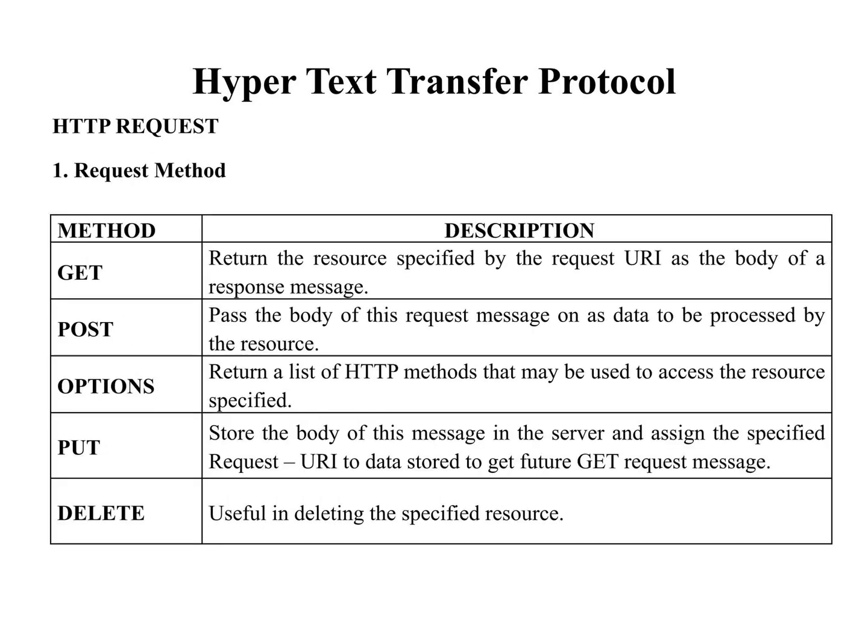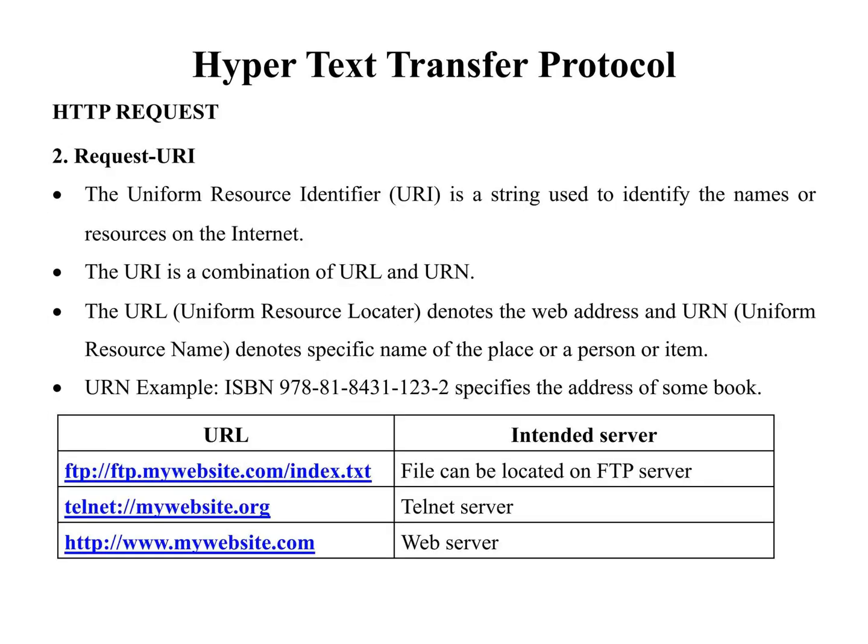First one is the HTTP request, and first in it is the request method. The methods are GET, POST, OPTIONS, PUT, DELETE. GET returns the resource specified by the request URI. POST passes the body of the request message. OPTIONS returns a list of HTTP methods. PUT stores the body of this message on the server. DELETE deletes the specified resource.